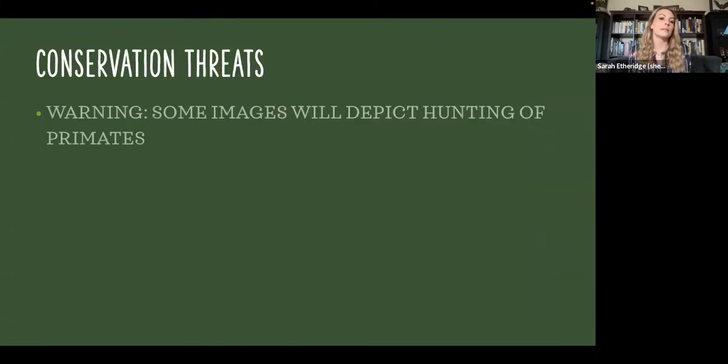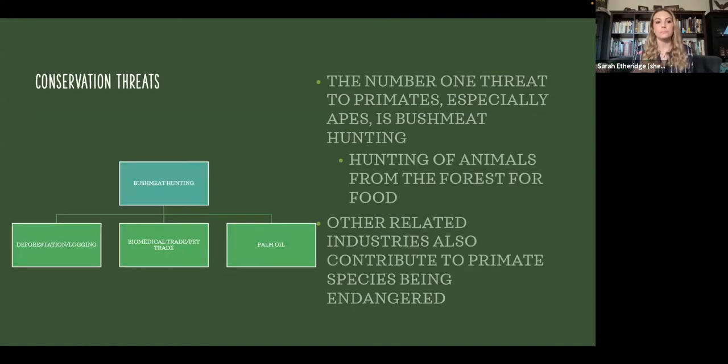So I am going to talk now about some conservation threats, and some of the images are going to be disturbing. I do this, yes, to elicit an emotional response, but also just because that is the reality of it. These are our closest relatives, and we really should be trying to help them survive and not add to their extinction. So the number one threat to primates, especially great apes, is what's called bushmeat hunting.